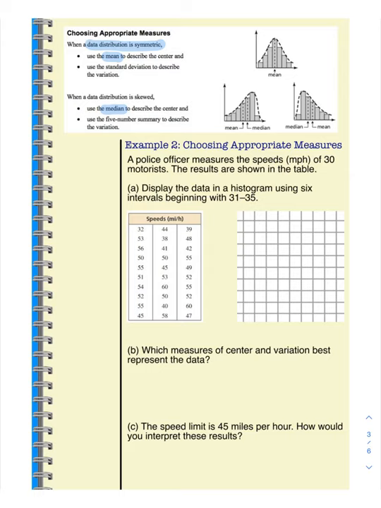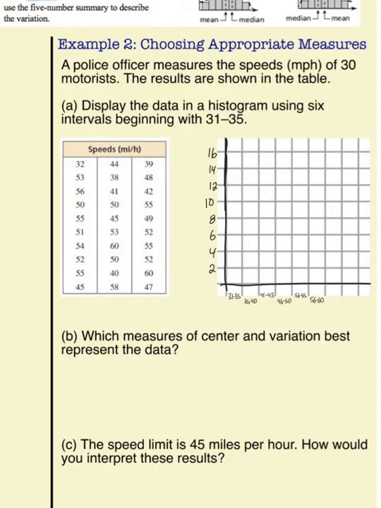All right, so example 2, choosing appropriate measures. A police officer measures the speeds in miles per hour of 30 motorists. The results are shown in the table. First, we're going to display the data in a histogram using 6 intervals beginning with 31 to 35. So I'm going to go ahead and fill in those axes. And once I completed the axis, I'm going to tally up how many go in each category.